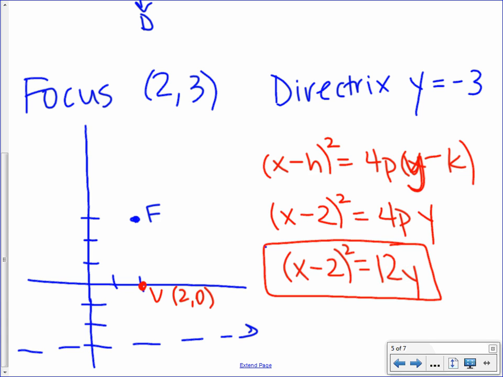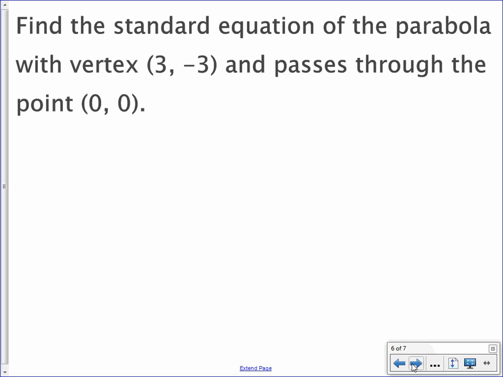Alright, one more example. This time we don't know anything about a vertex or a focus or a directrix. We just know 2 coordinates. We know the vertex. Sorry. We know that the vertex is 3, negative 3, and then it passes through 0, 0. We don't know where the focus is, and we don't know where the directrix is, which means we don't know p.